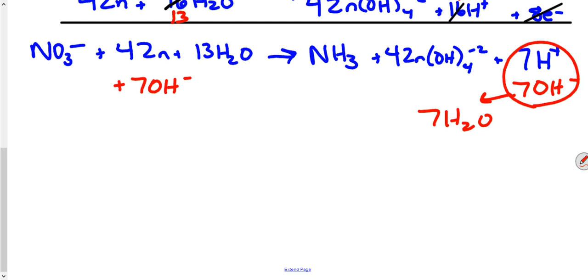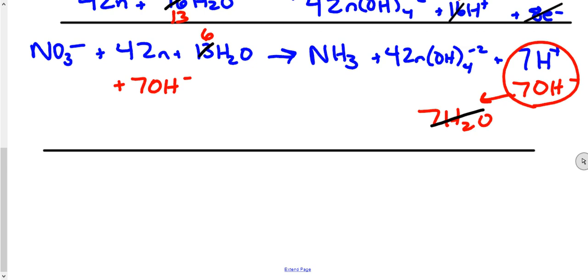Now there's one more thing I can do. I have water on both sides. So all 7 of these water molecules are going to cancel out. We're going to have 7 of the 13 cancel out here, and I will have 6 water molecules remaining. All right, let's write this out one more time and see what our overall reaction looks like when we balance it in base.